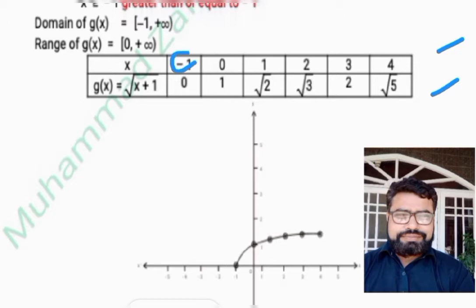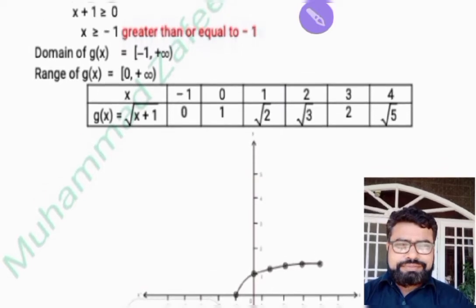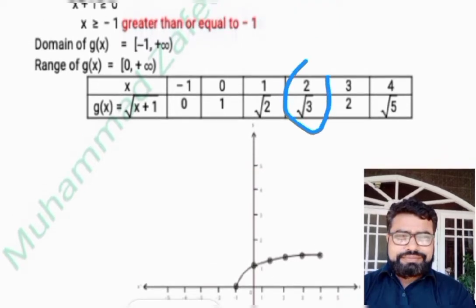There is -1. At -1 there is 0, so I have marked this point here. At 0 there is 1, 0 and 1. Here is the point. If you put 1, the answer is square root 2. At 1, the answer is square root 2. We have plotted a point here. Now is 2 and square root 3. The value of x is 2. Here is 2, and square root 3 is 1.7. We have the value of y as 1.7 here, so we'll mark a point here.